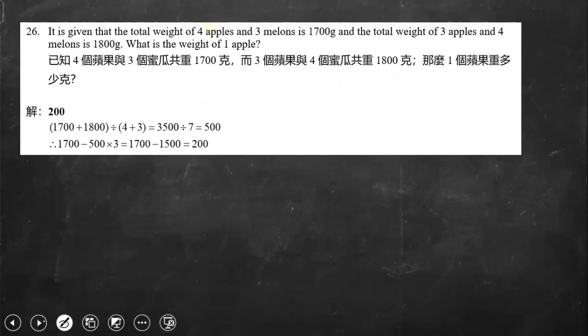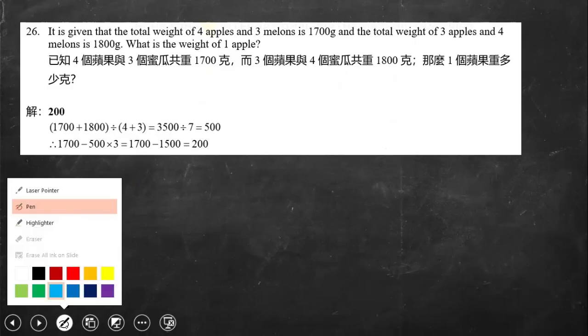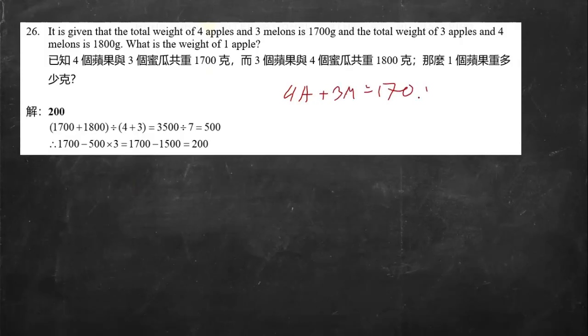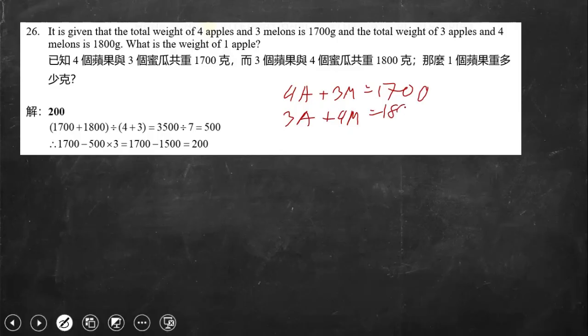It is given that the total weight of 4 apples and 3 melons is 170 grams, and the total weight of 3 apples and 4 melons is 180 grams. What is the weight of 1 apple? The way I would solve this is to write the equations. So 4 apples and 3 melons is 1,700. And the total weight of 3 apples, where A is apples and M is melons, plus 4 melons is 1,800.